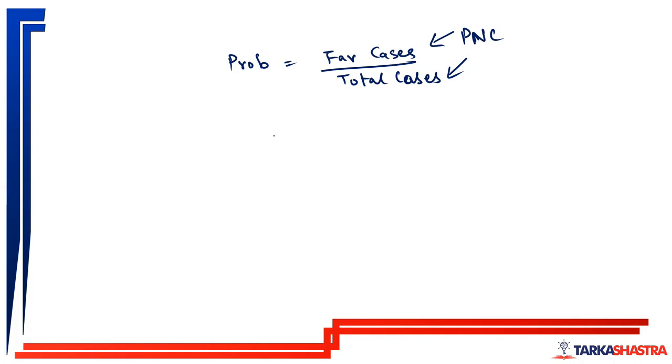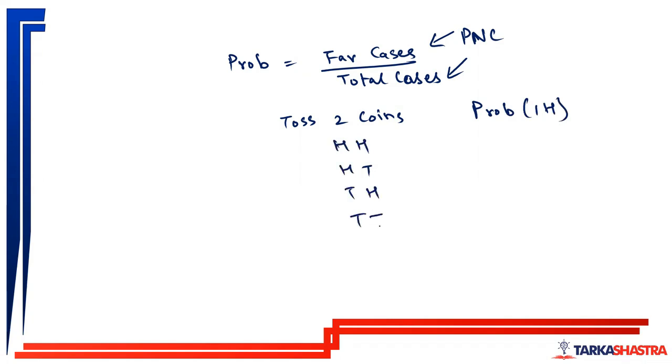For example, if I toss 2 coins, what is the probability of getting 1 heads? If I toss 2 coins, I get heads heads, heads tails, tails heads, tails tails. So for 1 heads, these 2 are my favorable cases, and 1, 2, 3, 4 are my total number of cases. Probability is 1 by 2. So this is a very easy example. We'll be looking at much tougher questions.